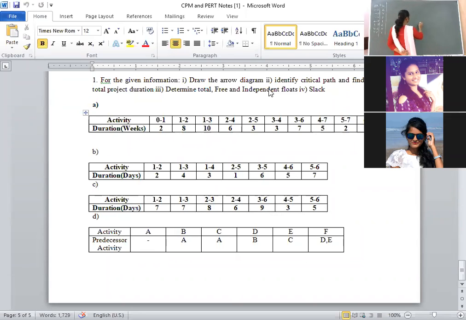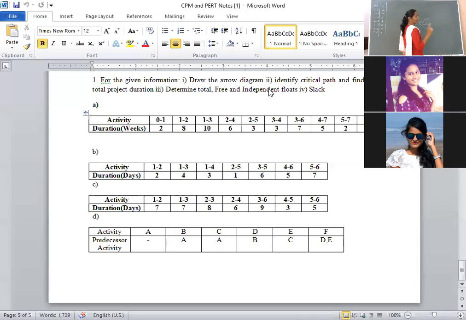Start node is 1. From node 1, 3 activities are starting. That is 2, 3, 4: 1 to 2, 1 to 3, 1 to 4. You should not close the nodes. Most of the students, they will close here itself. No. 1 to 2, 1 to 3, 1 to 4.